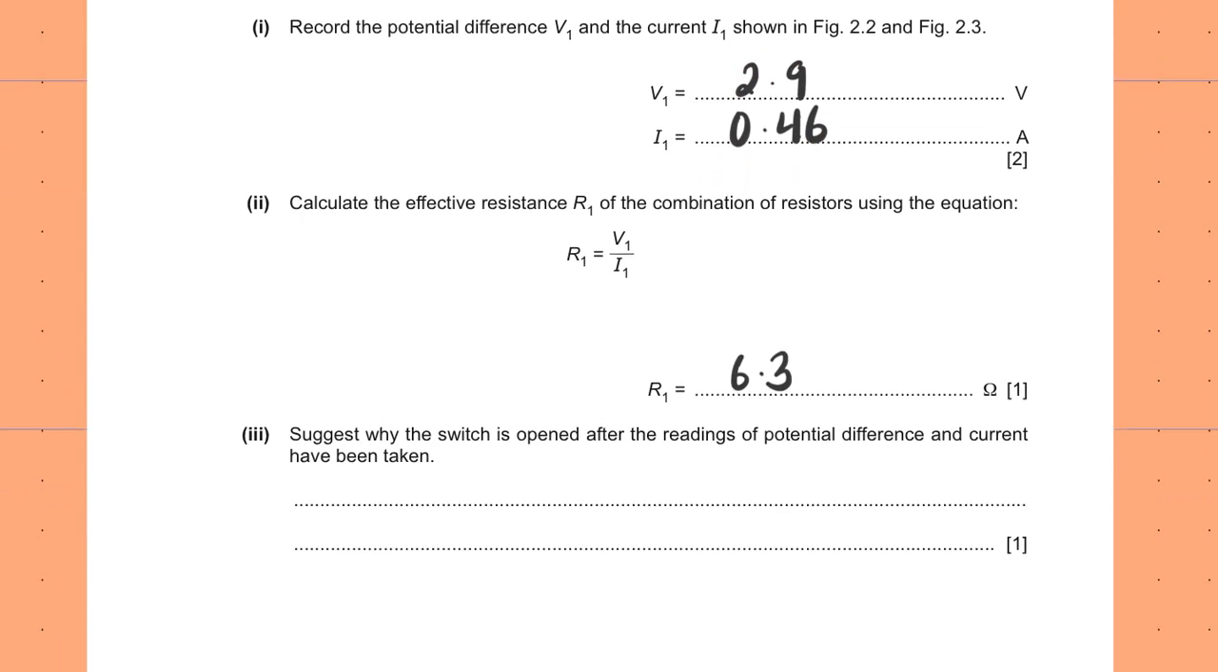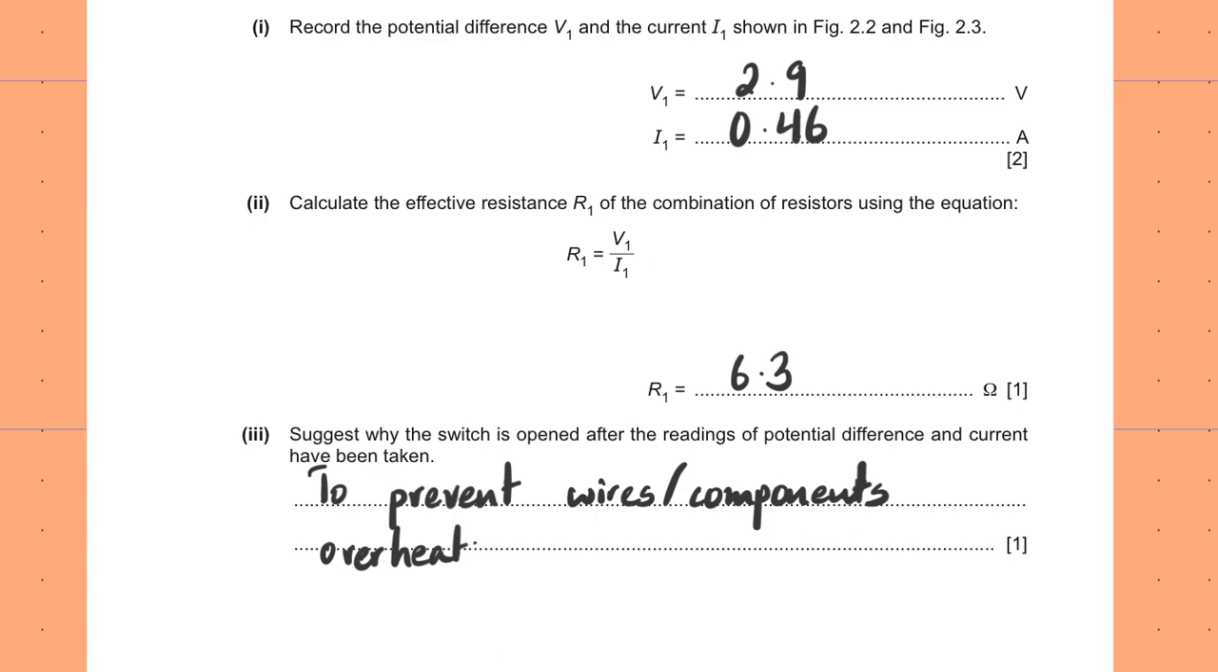Suggest why the switch is opened after the readings of potential difference and current are taken. We've talked about this time and again. So this is to prevent the wires or the components overheating. And in a way, this also extends the life of the battery, because it can then run for longer in more circuits.